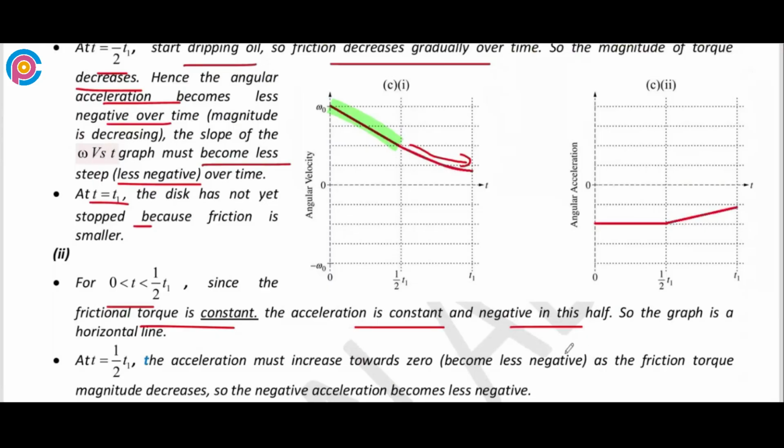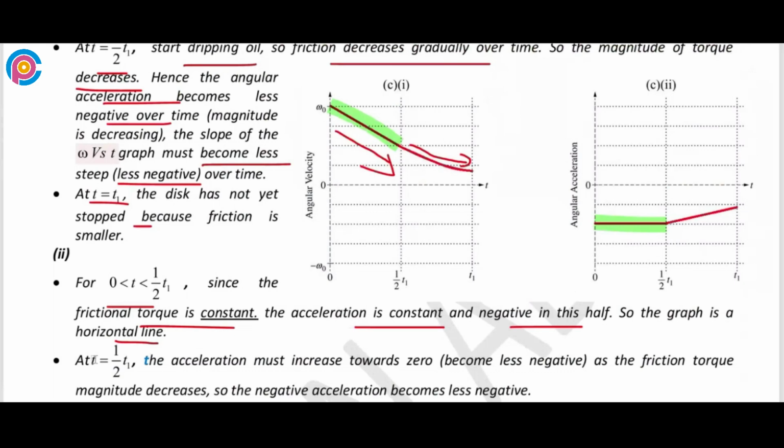For the acceleration case, from 0 to t half, the frictional torque is constant and the acceleration is constant, but its value is negative because the velocity is decreasing. So the acceleration would be negative in this half. The graph is a horizontal line. This is a negative value, but it is a constant value.